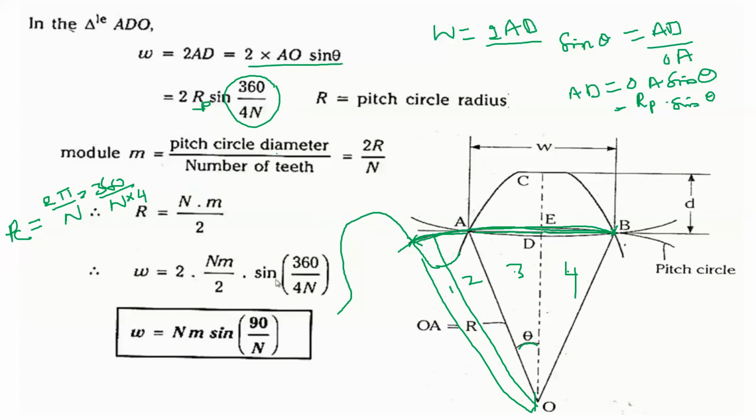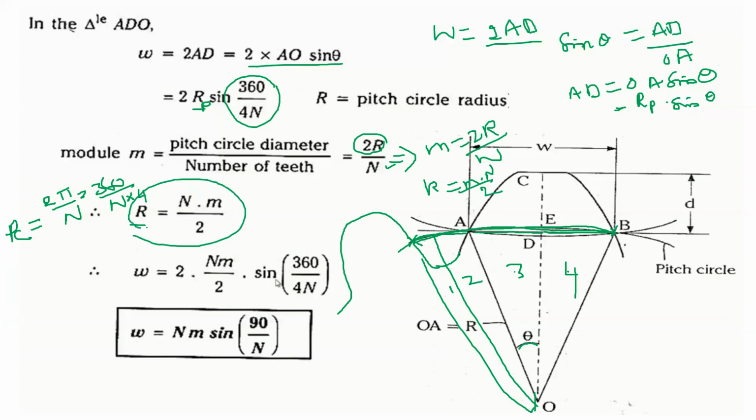And module is equal to pitch circle diameter divided by number of teeth. The diameter of the pitch circle is 2r, divided by the number of teeth, so 2r by n. Now, substituting the r value: from this expression, m is equal to 2r by n. Therefore r is equal to m into n by 2.